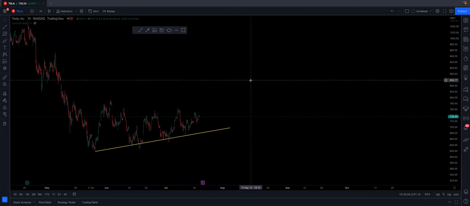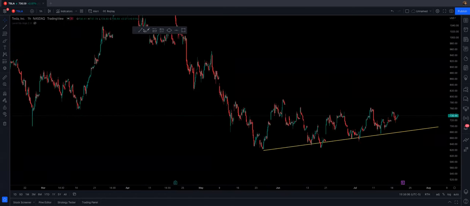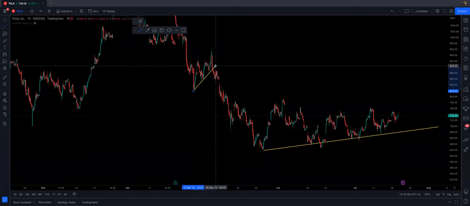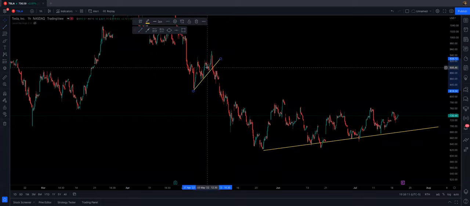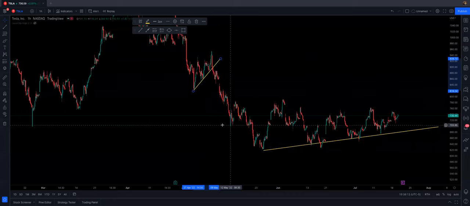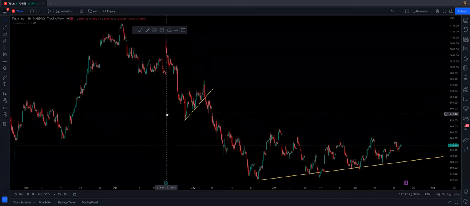Here go another one right here. This is a good one right here. Boom. Is that three touches? Yep. One, two, three, right? And then it broke down. So that is what you're looking for.